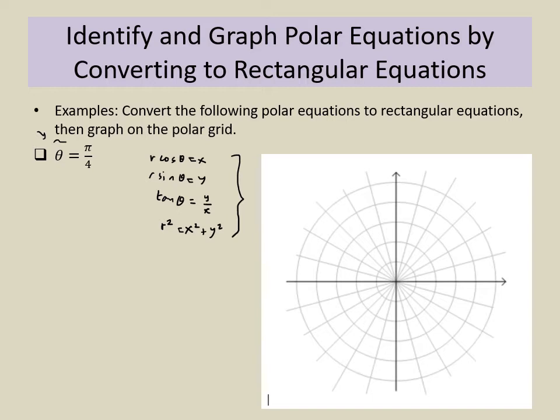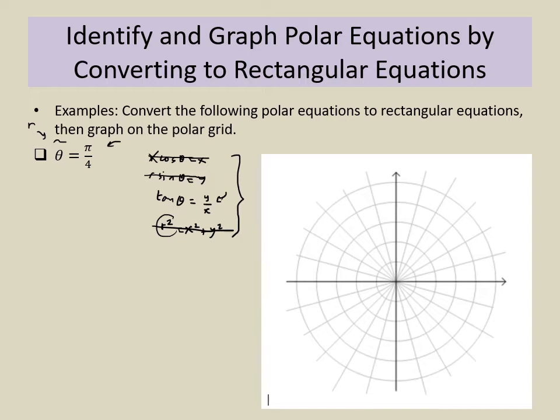Okay, so the hint here is that there's no r, right? There's no r, we just have thetas. So we don't want something to have r cosine theta in it, so we don't want to use this. We don't want to use this one either. This last one is all about r squared, so definitely not. Here's the only option we got. Tangent of theta is equal to y over x. Well, how do we apply this here? There's no tangent, we just have theta equals pi over 4.